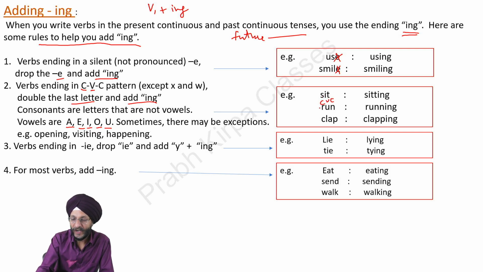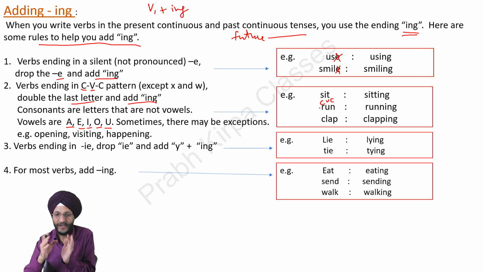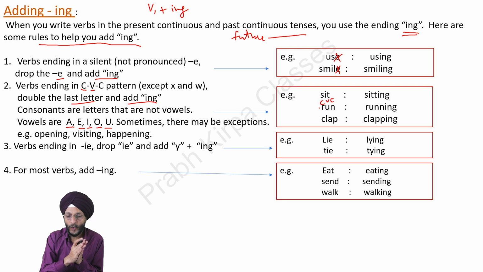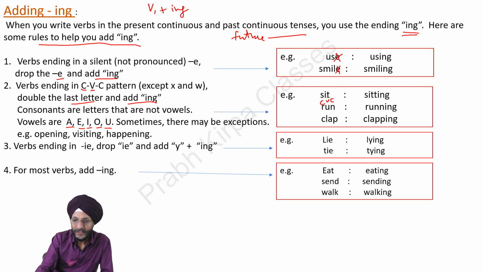S is consonant. All the alphabets except vowels are known as consonants. T is consonant, I is vowel, A, E, I, O, U. So here we will double the last letter. Sit becomes sitting. Here you will also see that N is consonant, U is also a vowel, C is again a consonant. So run becomes running. We have to double the last alphabet. N has been doubled and ing has been added. In the same way, clap becomes clapping.